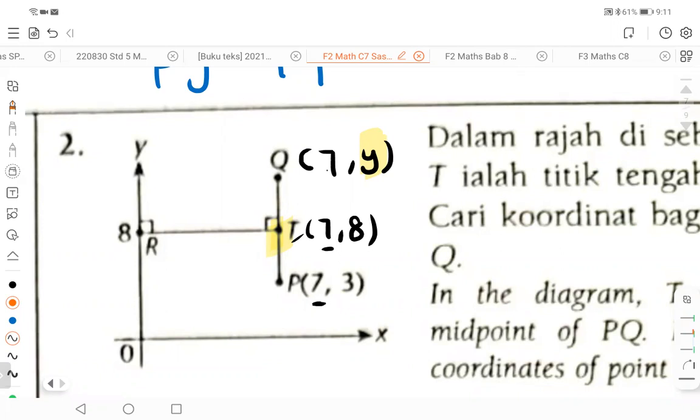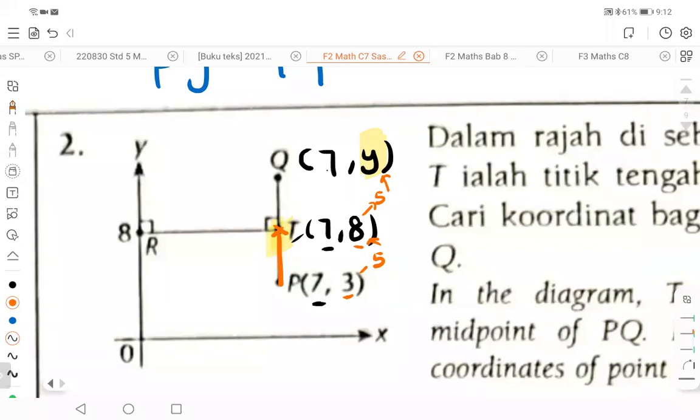Midpoint means what? Get back to the theory. What is the meaning of midpoint? Point T is in the middle of P and Q, right? Then you look at the distance of TP here. Can we use counting to find out the distance? Can, right? Because here is 3, here is 8. So what is the distance of TP? 5, right? 3 plus 5 is 8. So 8 plus 5, you get 13.